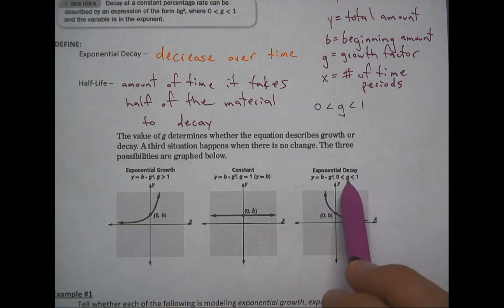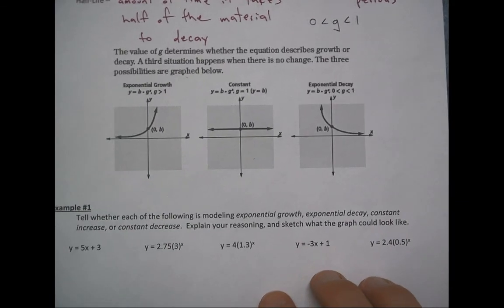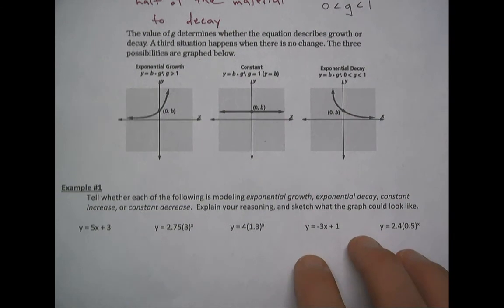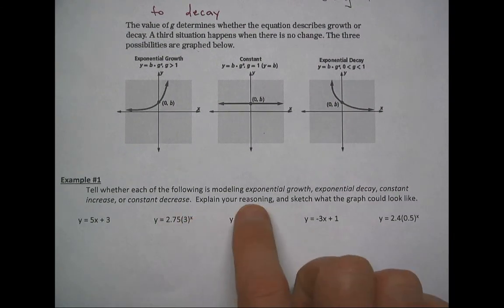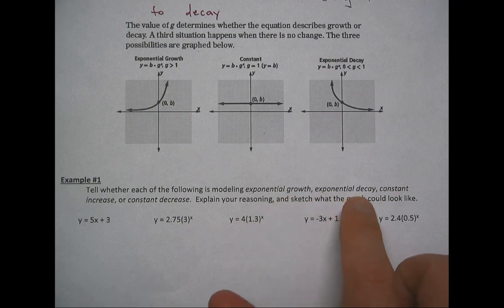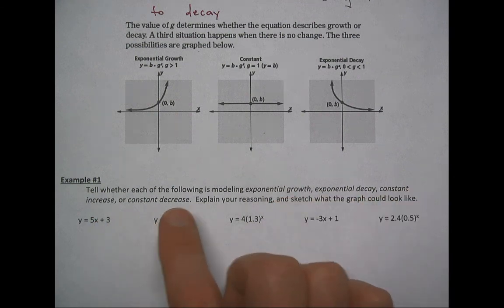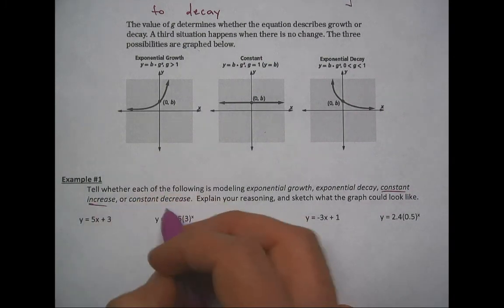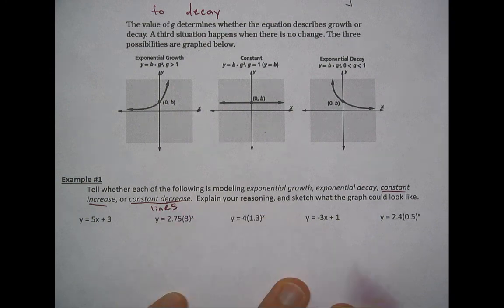G is less than 1, of course, greater than 0. We're not looking at negatives here. That's going to be decay, which is a decrease. So going down to example 1, can we look at the equation of a function and determine whether it's exponential growth, exponential decay, a constant increase, or a constant decrease? So remember, these constant increases and constant decreases, those are lines. Explain your reasoning and sketch what the graph could look like.